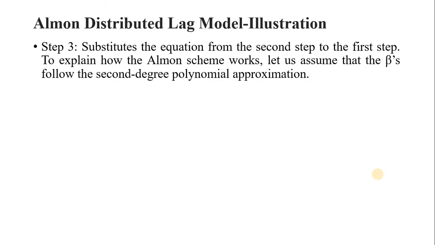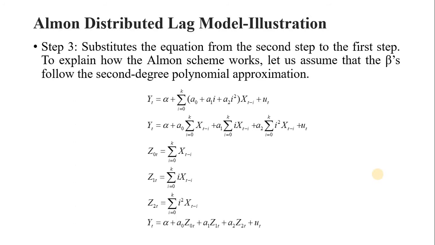So after that we are going to step 3. Substitute the equation from the second step into the first step. Now, in order to explain this, we are assuming that betas follow a second degree polynomial approximation. We are assuming that the relation between these betas and lag length is approximated by a second degree polynomial. If this is the case, then how can we substitute this into the first equation?